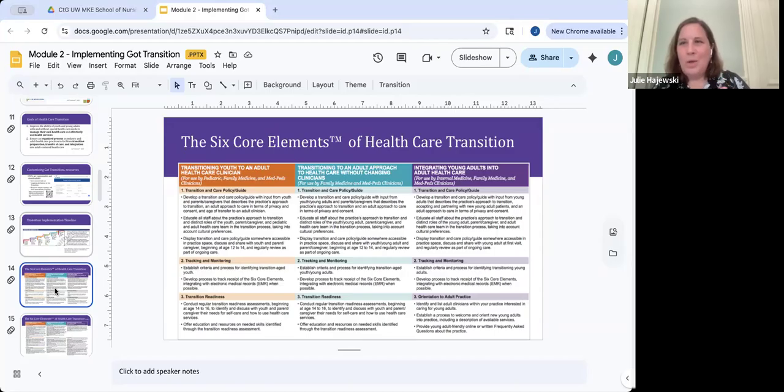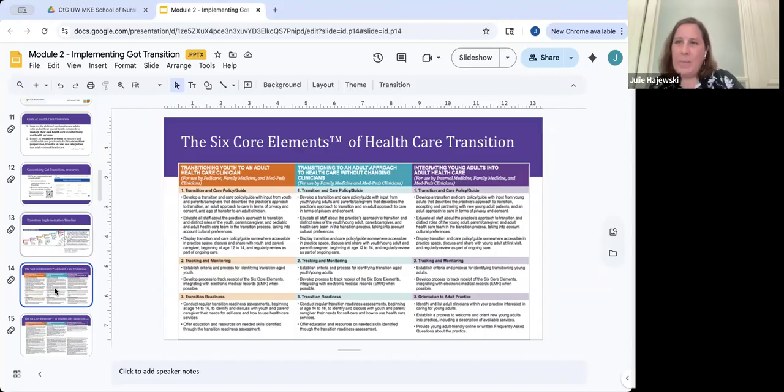So for example, you are 14, 15, 16, 17. You are going to be moving into an adult care setting, but I am your family nurse practitioner and I'm going to continue to care for you, but you still need to transition some of your specialty care and learn how to be an adult in the healthcare system. And then that third column, the purple column, that's integrating young adults into adult healthcare.